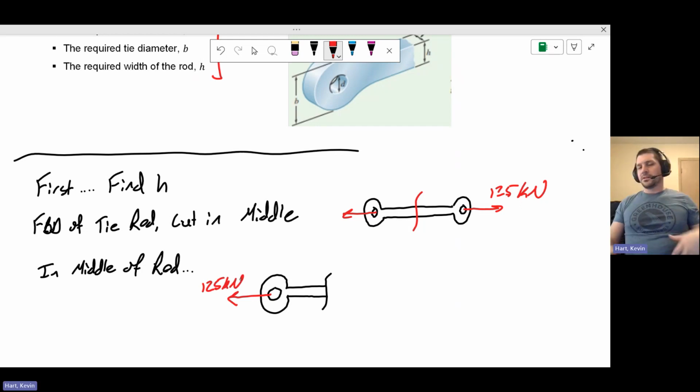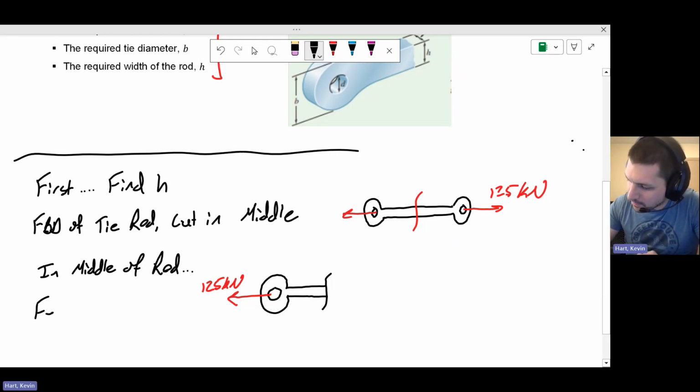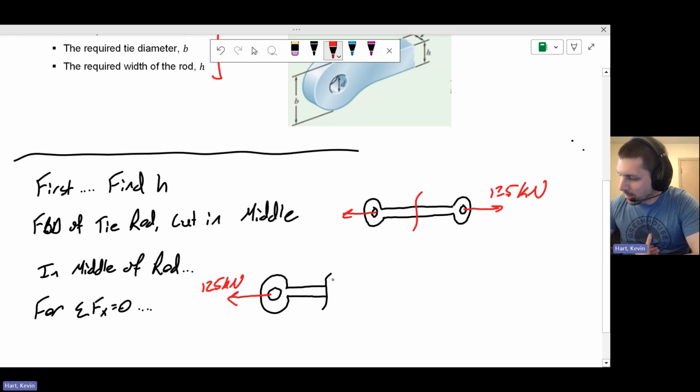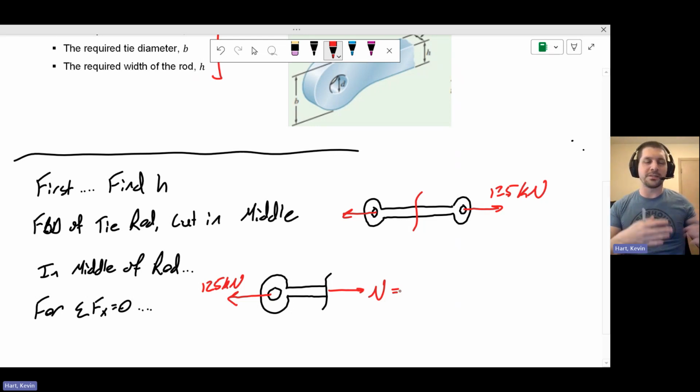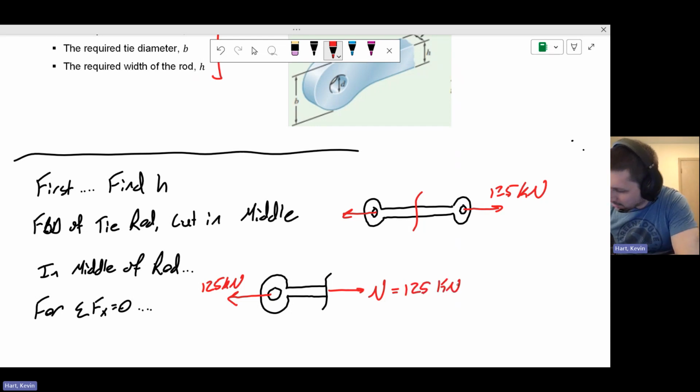All right, so in order for equilibrium to hold, if we say the sum of the forces in X equals 0, we have to have something happening at the portion where we cut that balances it out. And I think it's pretty easy to see here that we're going to have some normal force in here that balances this out. And I'm just going to straight away say that we can understand what that is by the sum of the forces in the x direction equal to 0: this is going to be required to be 125 kilonewtons for this thing to be in equilibrium.